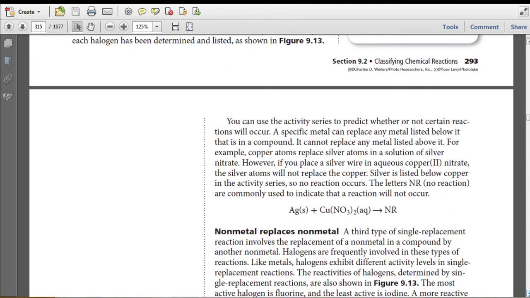You can use the activity series to predict whether or not certain reactions will occur. A specific metal can replace any metal listed below it that is in a compound. It cannot replace any metal listed above it. For example, copper atoms replace silver atoms in a solution of silver nitrate. However, if you were to place silver wire in aqueous copper 2 nitrate, the silver atoms will not be able to replace the copper. Silver is listed below copper in the activity series, so no reaction occurs. The letters NR, which mean no reaction, are commonly used to indicate that a reaction will not occur.